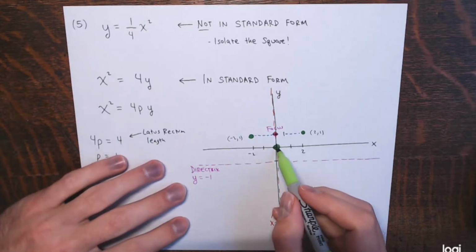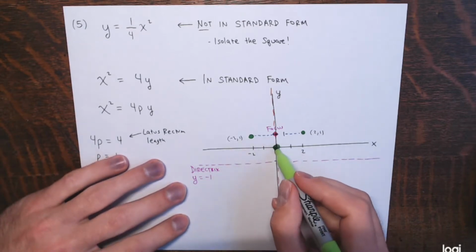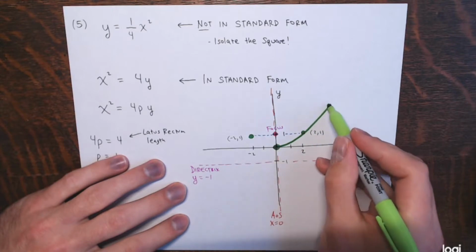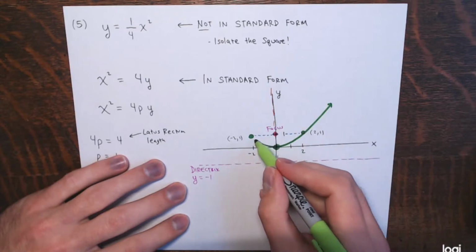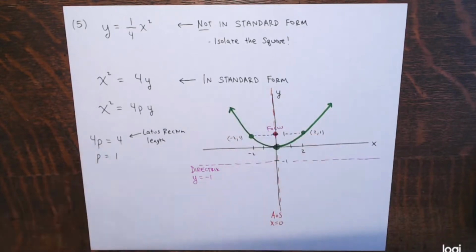And now that I have the vertex and these endpoints, I can make a nice rough sketch of the parabola, right? Starting from the vertex, going through these endpoints of the latus rectum, and there you go. It's this parabola opening up. Great.